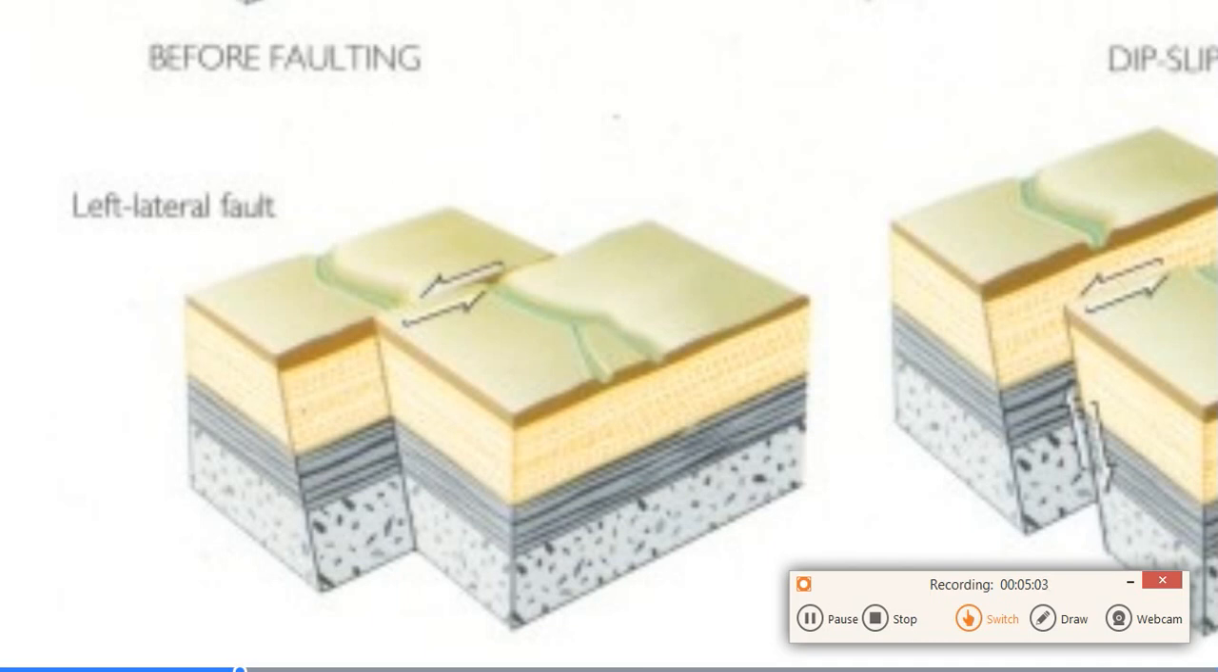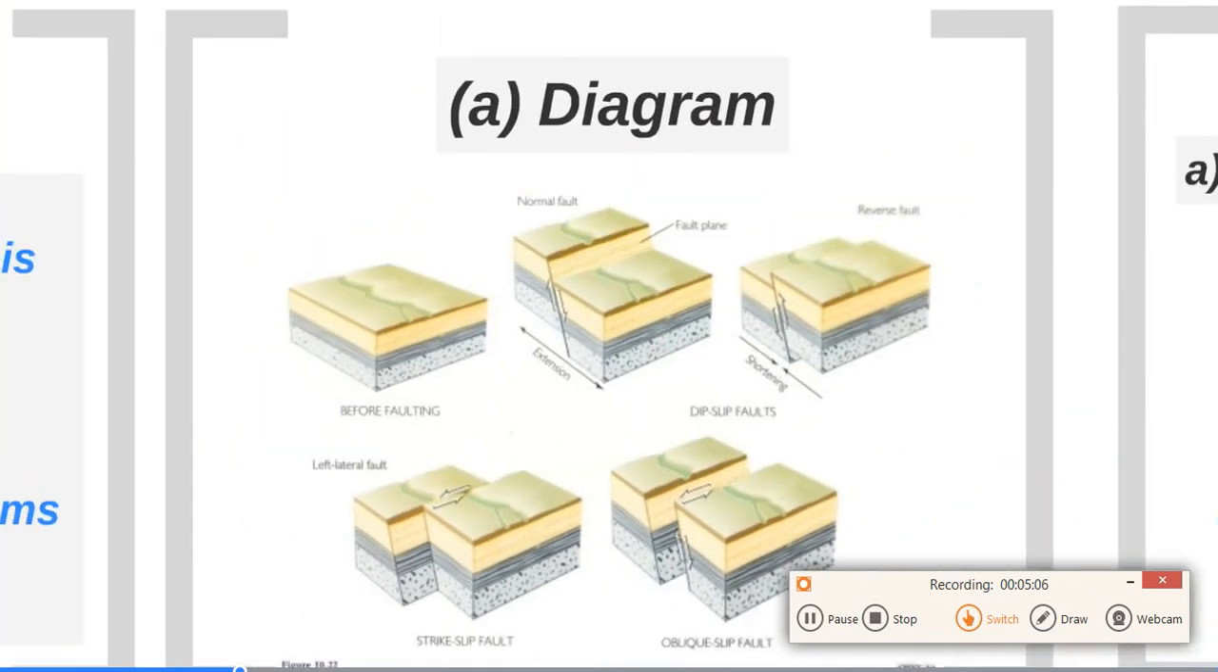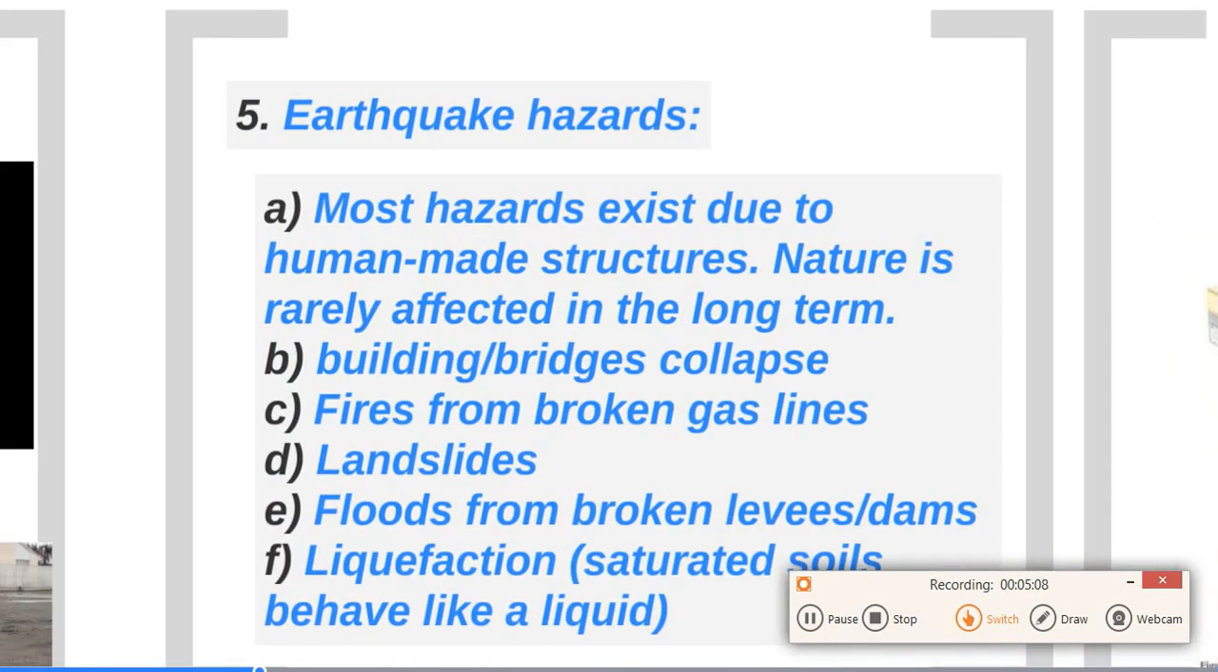Now back to our presentation file. We talked about some earthquake hazards. So most hazards exist due to human-made structures. So basically, if an earthquake happens, there might be a little bit of landslide danger for organisms. So that does happen. But typically when we have an earthquake, we don't have fires anywhere except in man-made structures, because we've got things like electrical wires, we've got gas pipes, we've got places that, if broken, can ignite.